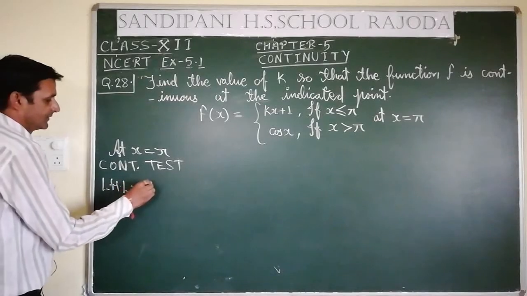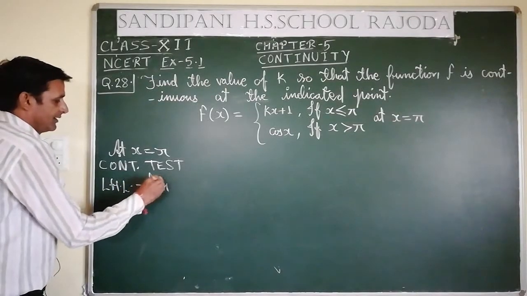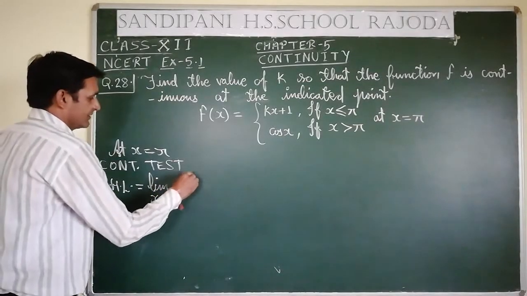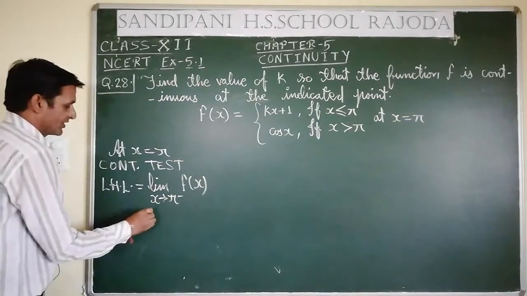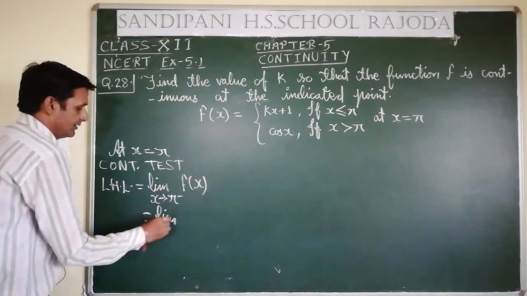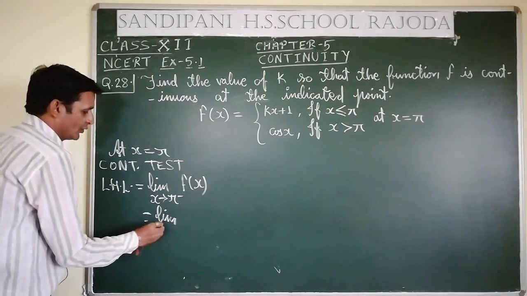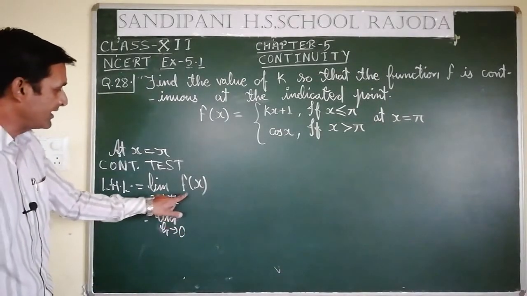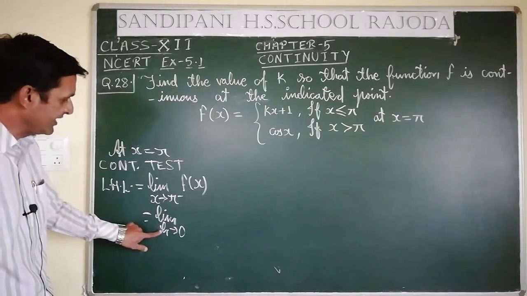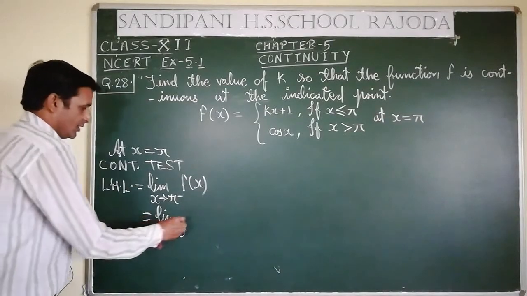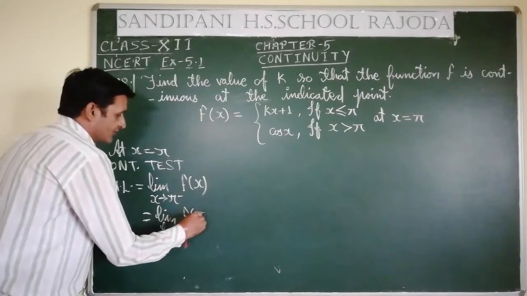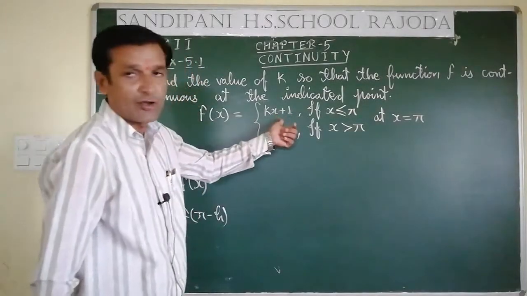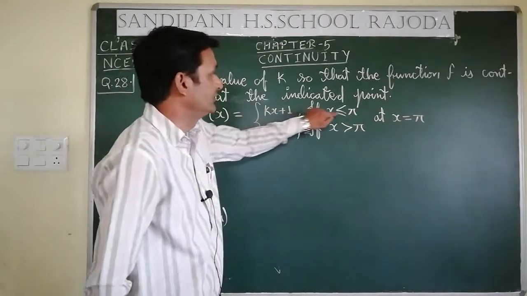LHL, limit x tends to pi minus f of x, which is equal to limit h tends to 0. If we are changing the limit, then we have to take here pi minus h, because here we are assigning in the form of h. So it will be f of pi minus h. Now we have to put pi minus h in this part of the function because it is the LHL part, less than pi.